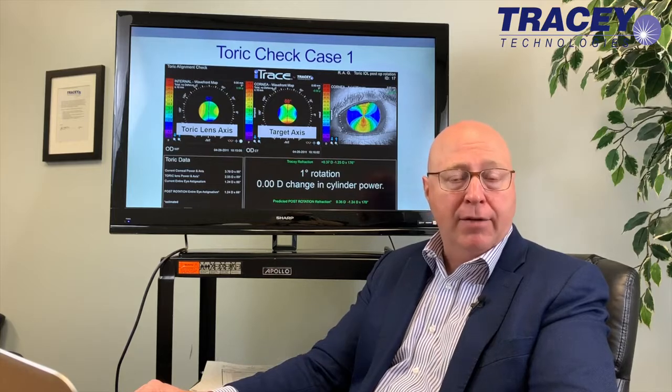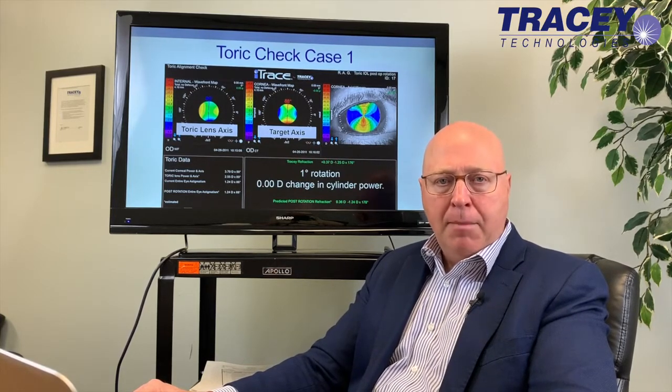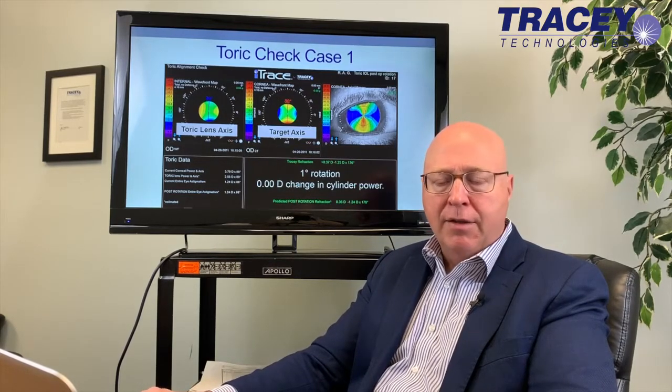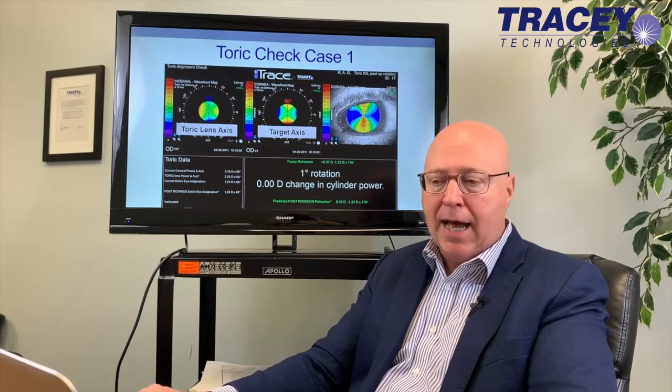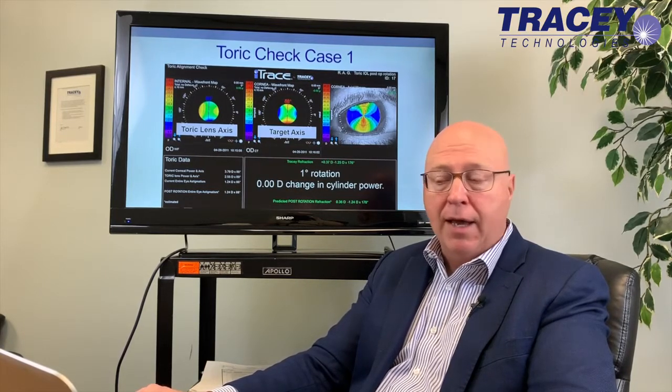We're giving pearls on how to get the best use of various displays in the iTrace software. Today we're going to look at the Toric Check. Many of you understand that the upper left box in the Toric Check is the measured astigmatism inside the eye. And you know that the middle box is the target axis, or steep axis, of the cornea after surgery based on topography.